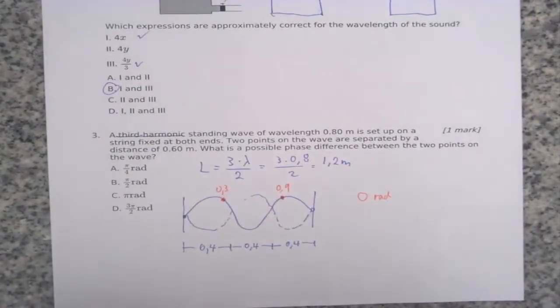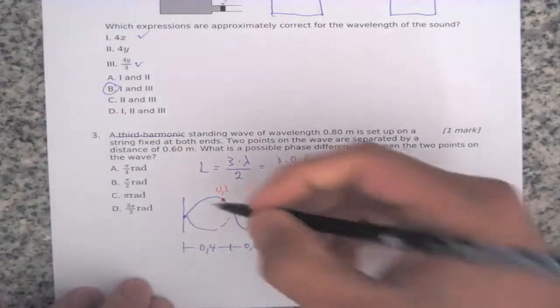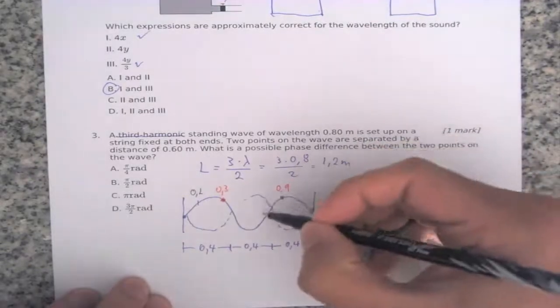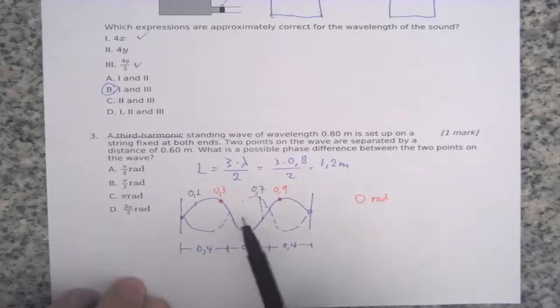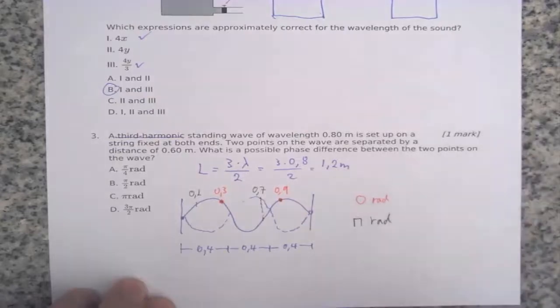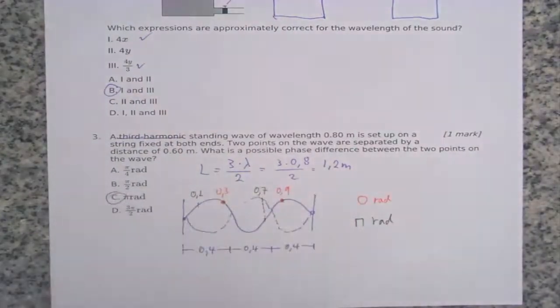So let's try to find maybe another point. Let's take the point of 0.1 and the point of 0.7, that will be somewhere here, 0.7. So these ones are in adjacent loops. Adjacent loops have a phase difference of pi radians. So of course your answer here is C.